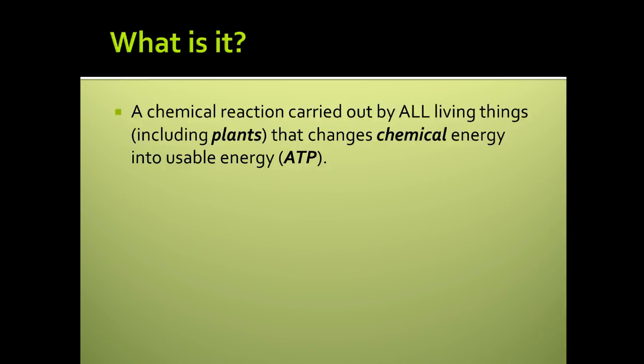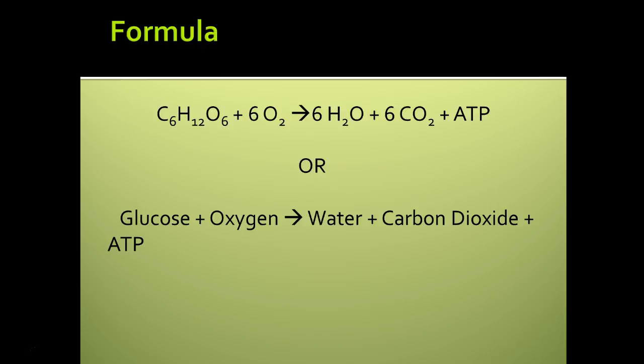So what is cellular respiration? Well, just like photosynthesis, it's a chemical reaction. It's a chemical reaction that's carried out by all living things in their cells, and that includes plants. Plants do cellular respiration. What it does is it changes chemical or stored energy into usable energy in the form of ATP. So here's the formula. It starts up here with the reactants on the left, and you probably recognize this as glucose plus oxygen, yield or produce water plus carbon dioxide plus ATP.